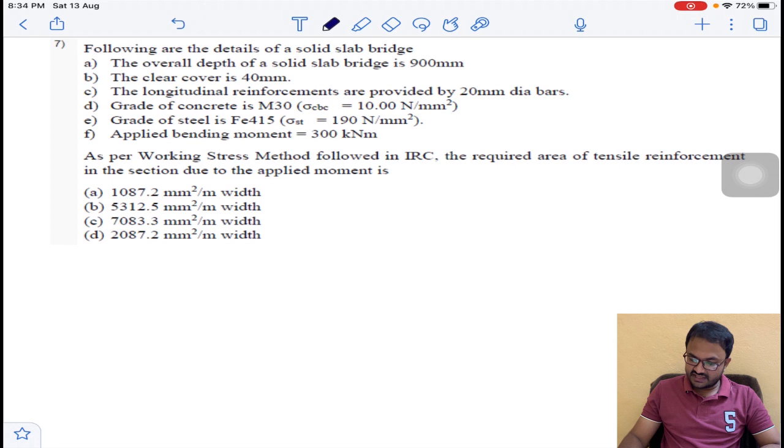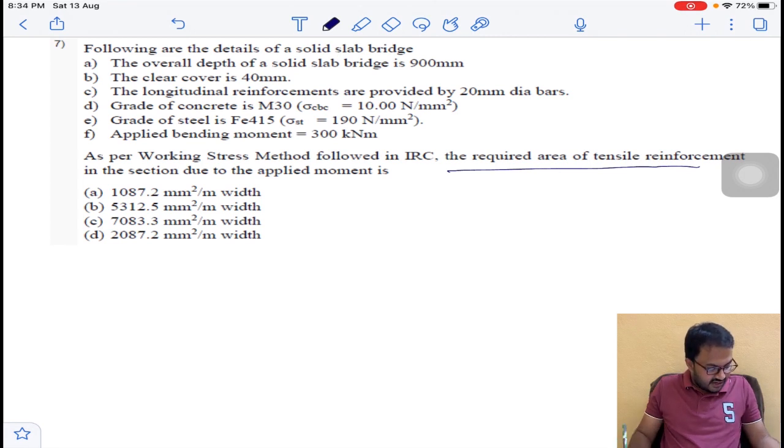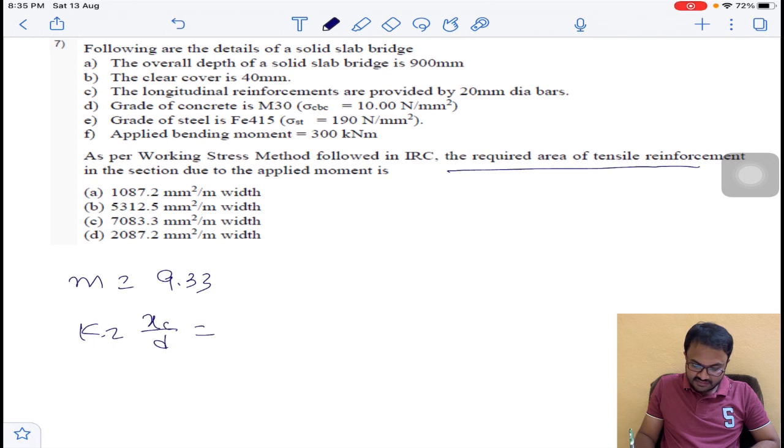Now question number 7. As per working stress method, the required area of tensile reinforcement due to applied moment. So obviously we calculated m is equal to 9.33 in the earlier problem, and K is equal to X by D, that is XC by D, it is 0.329, and J is equal to 0.89. We have calculated all the things in the problem.